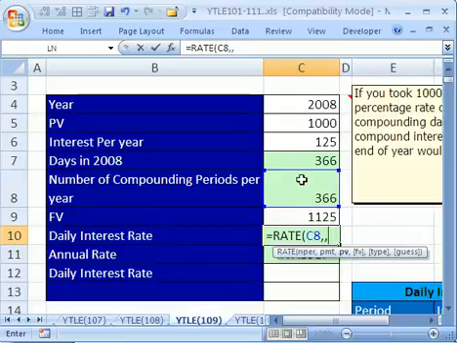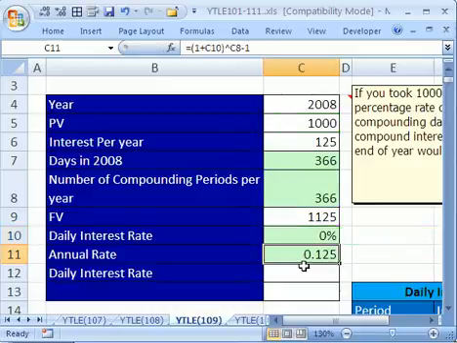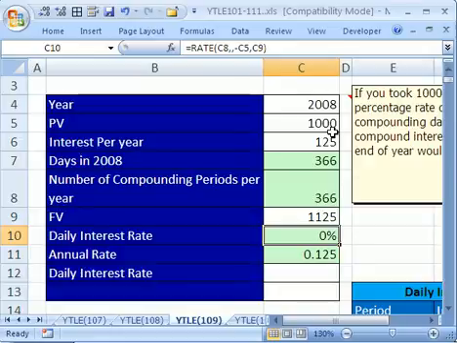And guess what? When you put $1,000 in the bank, it's actually coming out of your wallet into the bank, so you have to put a minus. And then comma, what's the future value? Well, this person said they knew what the future value was. It was $1,125. They just wanted to calculate the daily interest rate. Close parentheses and enter. What's that? Zero? How did we go from 1,000 to 1,125? That's just decimals, so increase your decimals. Ooh, that's pretty small there.